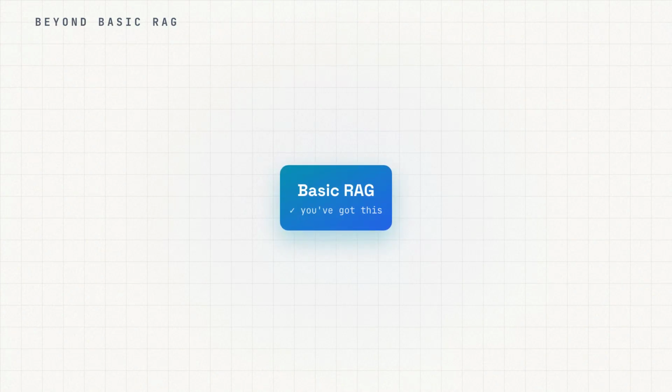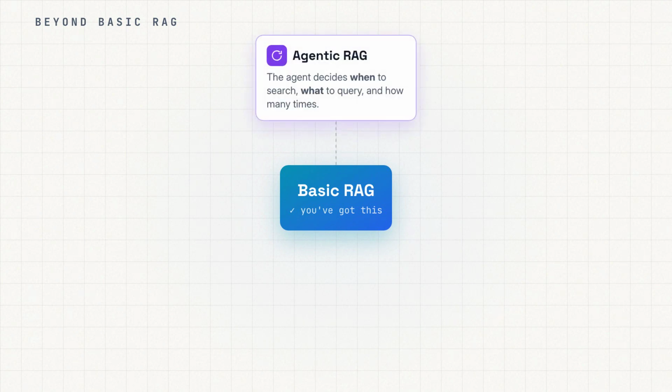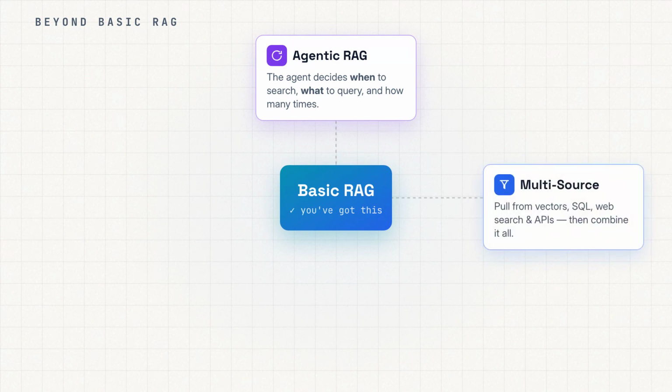Now, basic RAG is great, but honestly, the field is already sprinting past it. Let me show you what's next. First up, agentic RAG. Instead of blindly retrieving every single time, the agent decides for itself when to search, what to search, and how many times. Second, multi-source retrieval. Real agents don't lean on just one database. They'll hit a vector store, a SQL database, a web search, an API, and blend it all together.